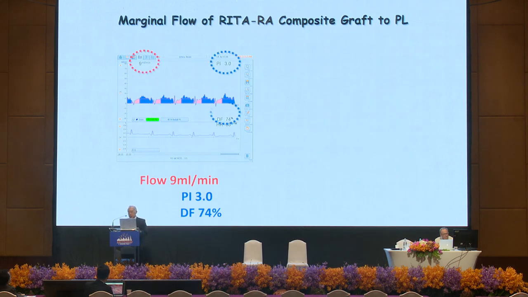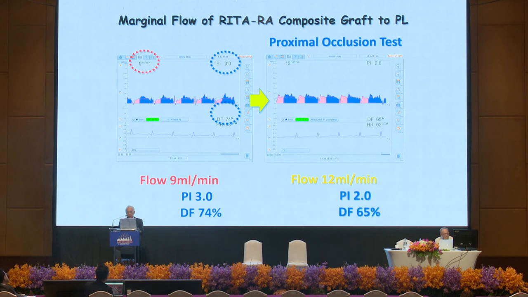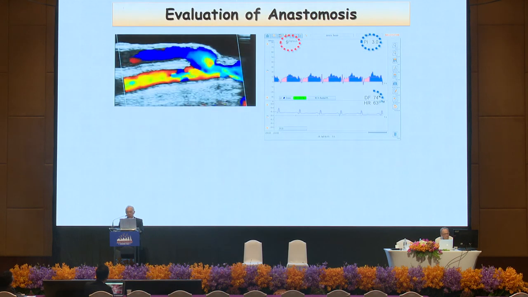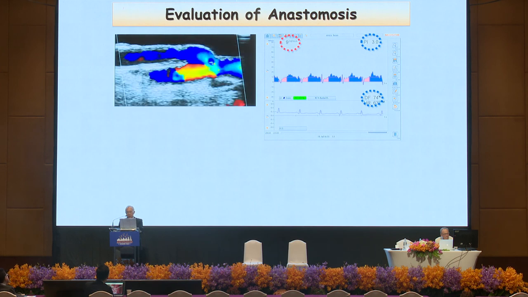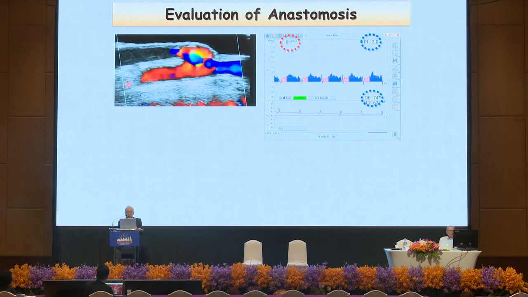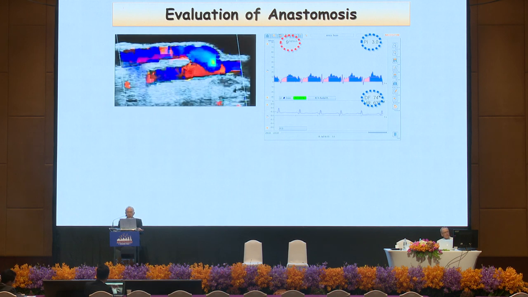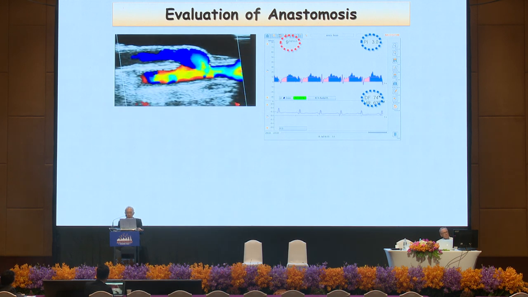So this is a slide I showed previously. Even in an occlusion test, it shows a flow of only 12 milliliters per minute. So in this kind of case, I definitely perform ECAS, epicardial ultrasound scanning. It shows a nicely patent anastomosis.